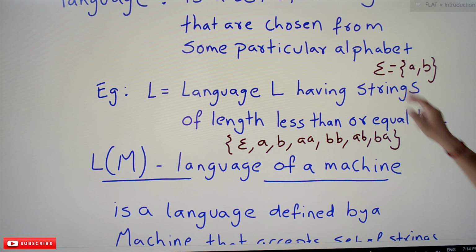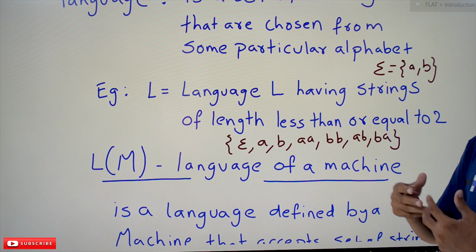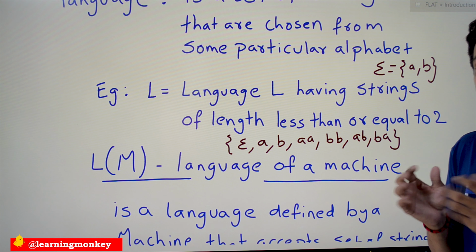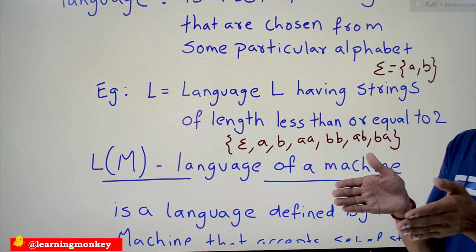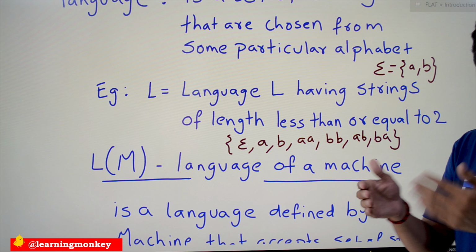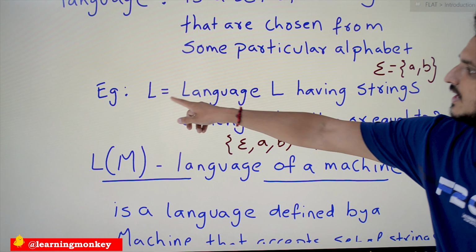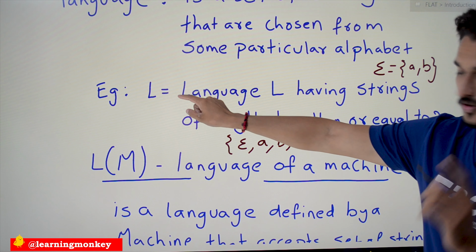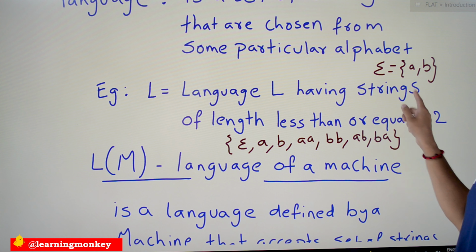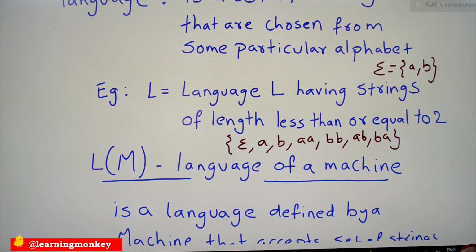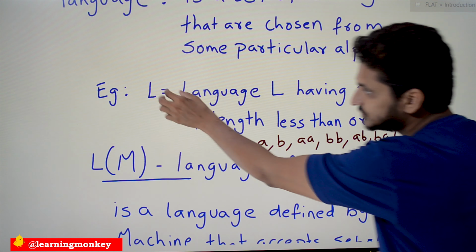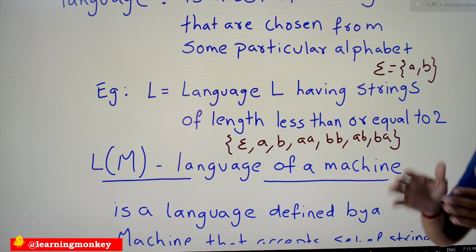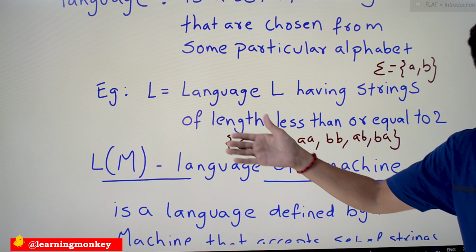Example, if you take your alphabet as A comma B, you can generate an infinite number of strings using this alphabet. Out of those, our language will consider only a few, a set of strings we call a language. Example, capital L is used to denote the language L having strings of length less than or equal to 2. So this language consists of only strings of length less than or equal to 2. But using this alphabet you can generate any number of strings, infinite number of strings.